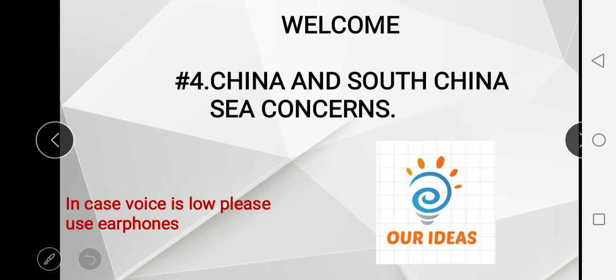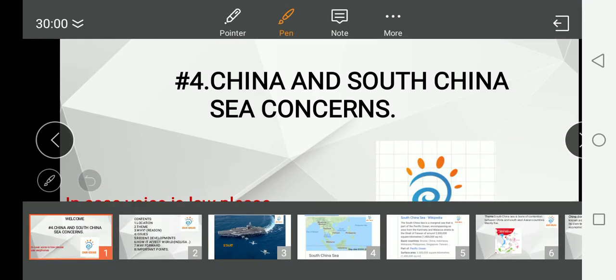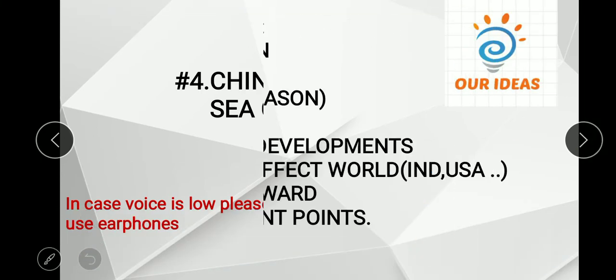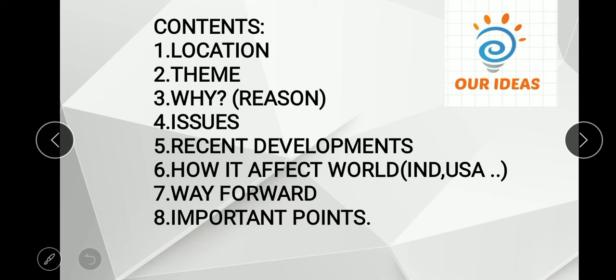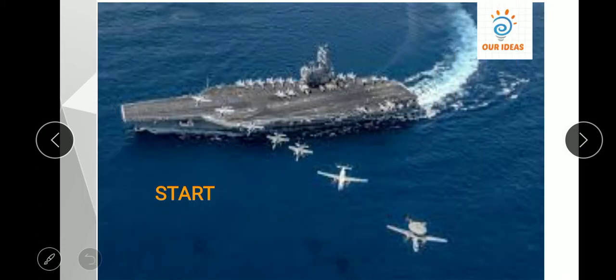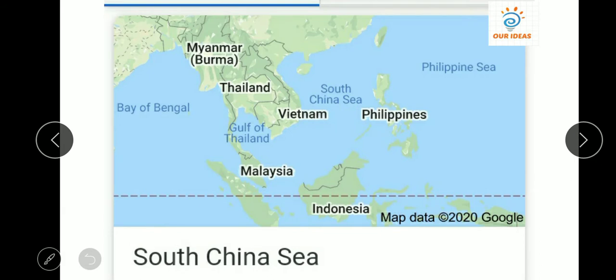Welcome. Today we are going to discuss a most important topic, which is China and the South China Sea concern. Before we start, let's see which points we are going to discuss. First is location, second is theme, third is why (the reason), fourth is issue, fifth is recent development, sixth is how it affects the world, way forward, and important points. So let's get started. First we talk about the location.